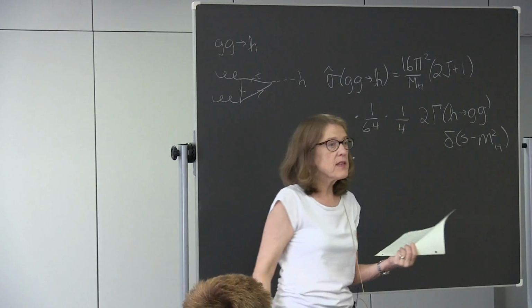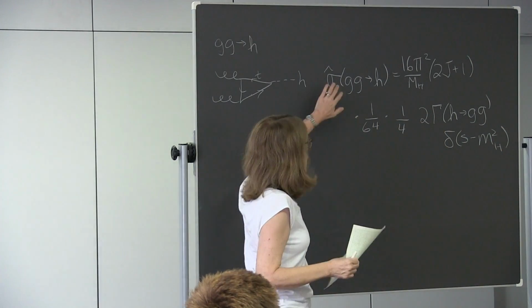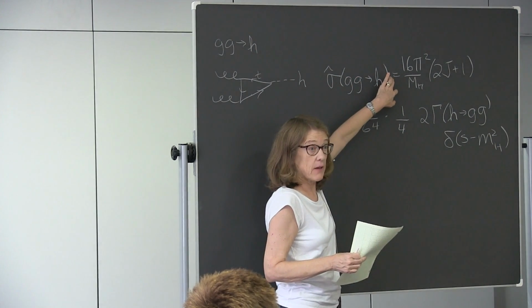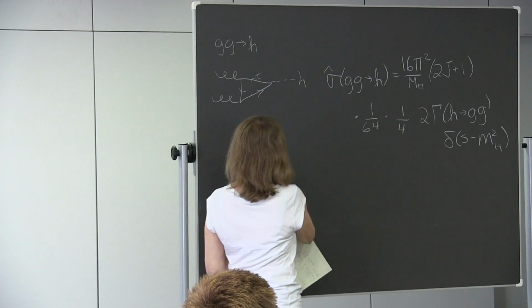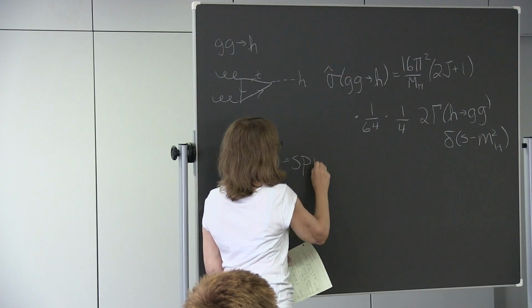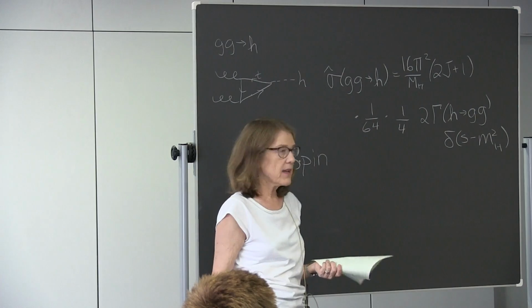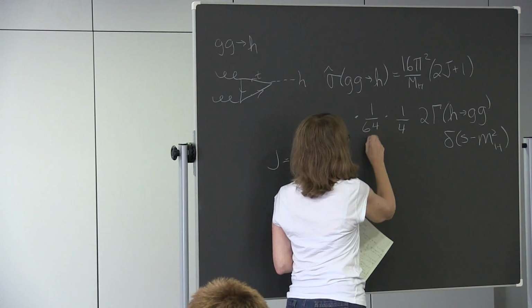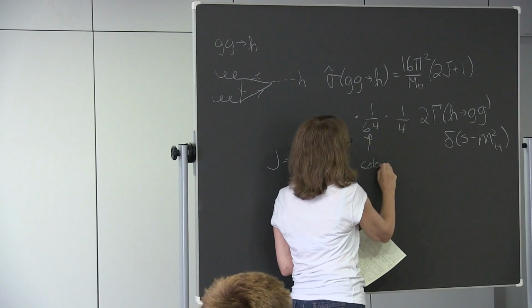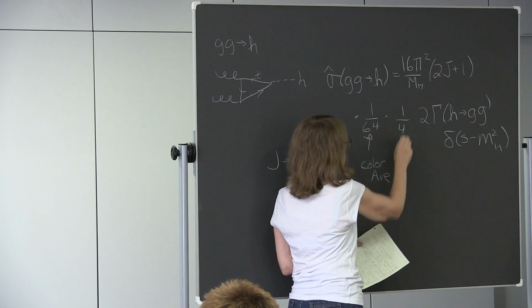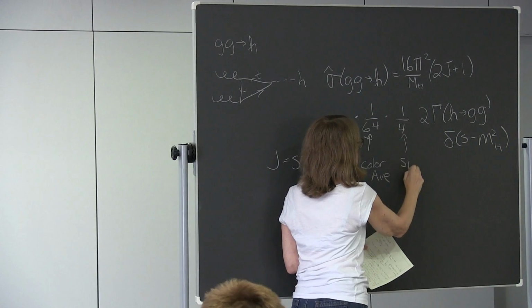Okay, Maxime wrote this formula down for QQ bar goes to MZ, right? It's exactly the same formula as Maxime had. J is equal to the spin. So for the Z, it's 1, and for the Higgs, it's 0. The 1 over 64 is the color average. You got 8 gluons. The 1/4 is the spin average.